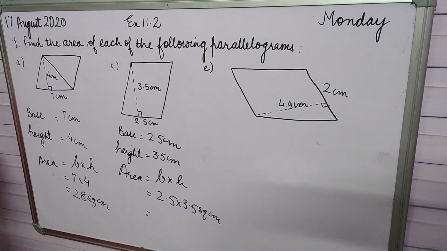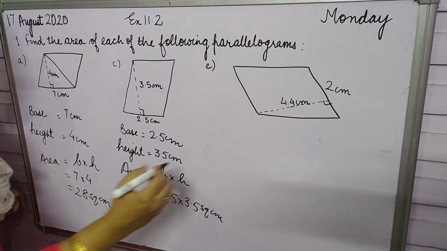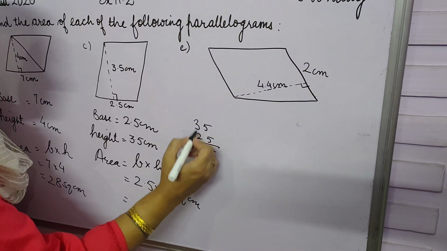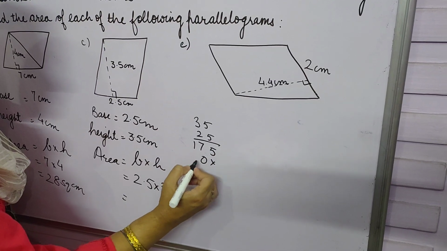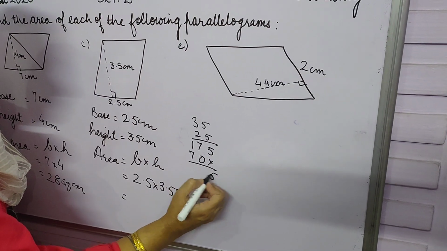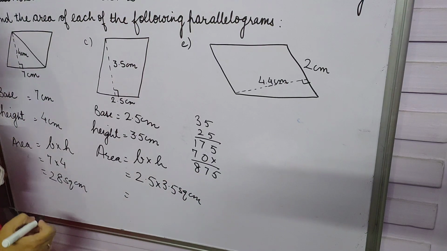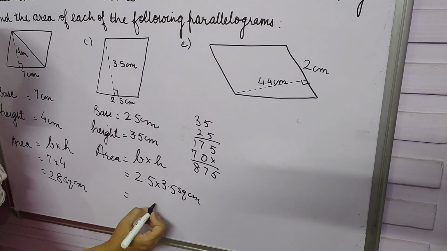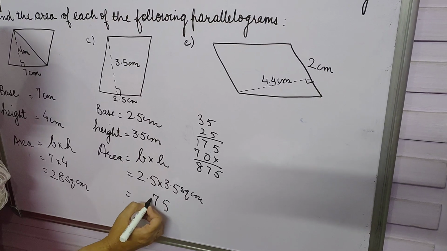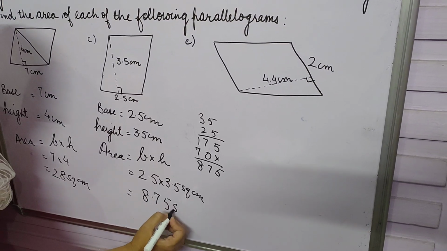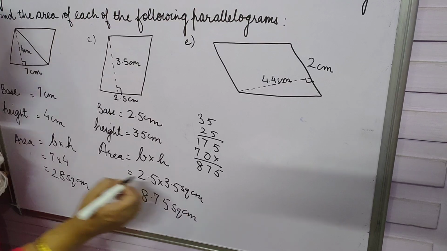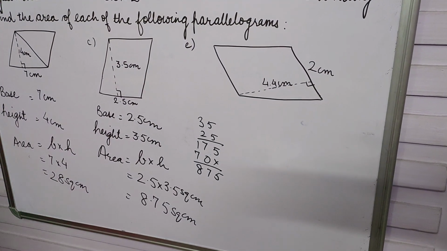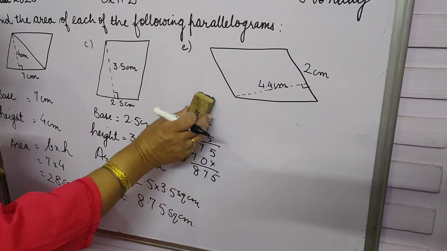Now for finding out this, we have to multiply. Let us multiply 35 by 25. So it comes out to be 875. But since there are 2 digits after the decimal, so I have to count 2 places from the back. So it is 8.75 square centimeter. Now see E part.